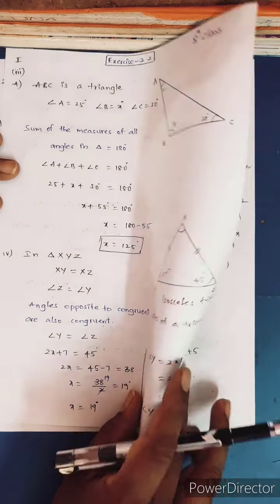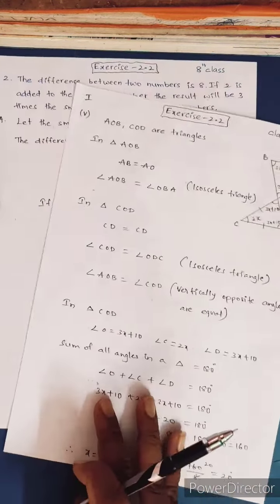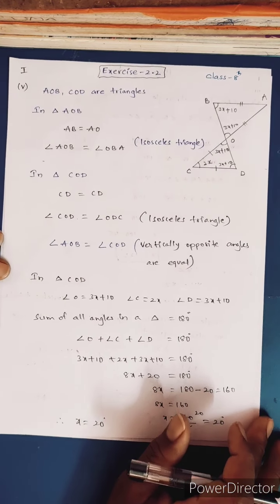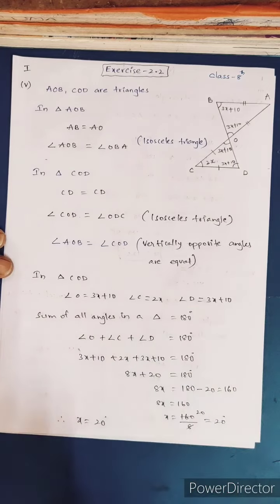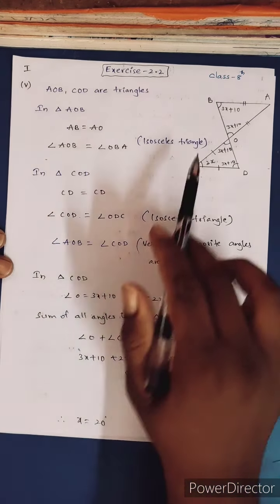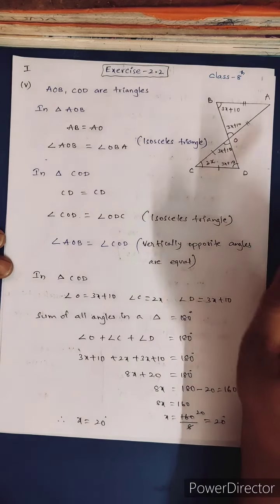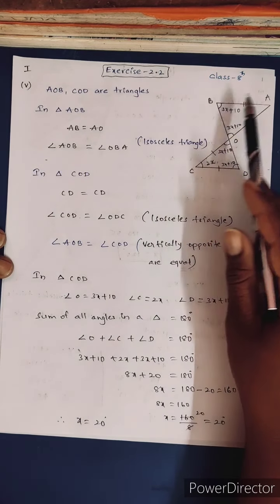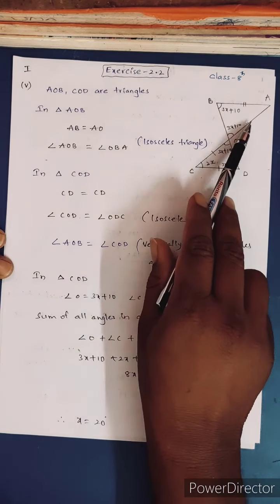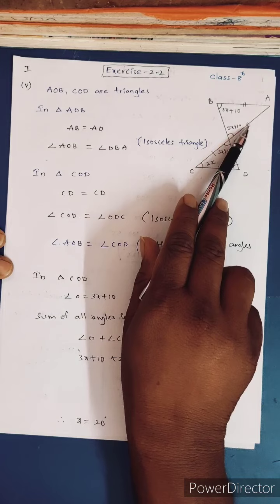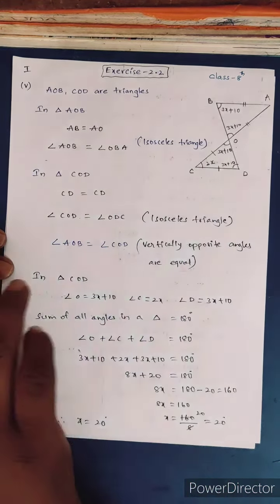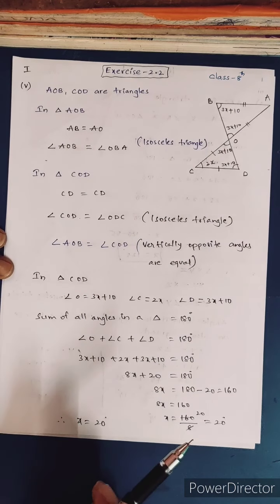Okay, fourth problem also completed. Now next, fifth problem, Exercise 2.2, fifth problem. AOB and COD are two triangles. Here two triangles are given in one figure. One line, two lines means this side is the same in length, this side is the same in length. As given in the problem, we can solve the answer.